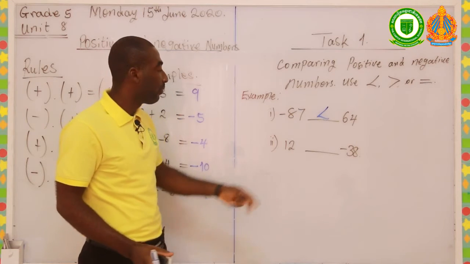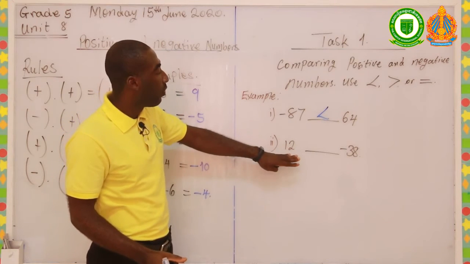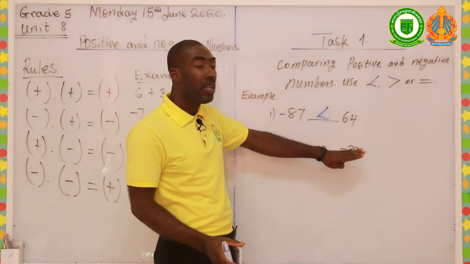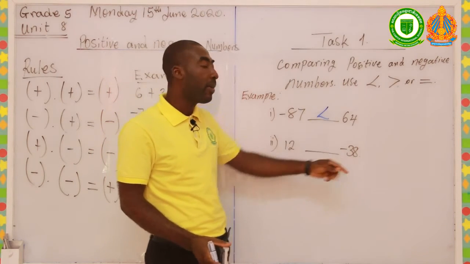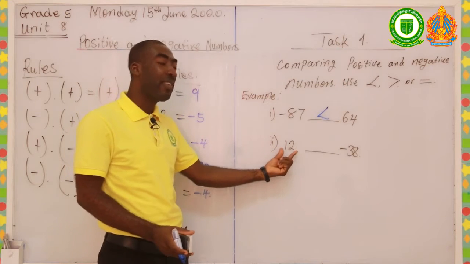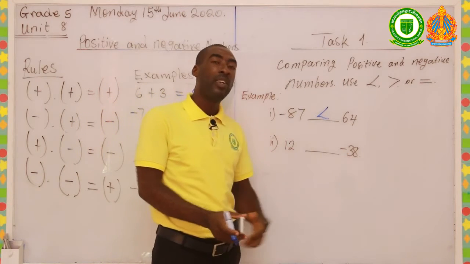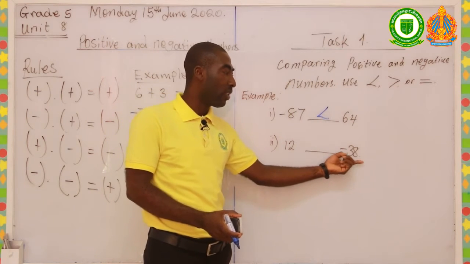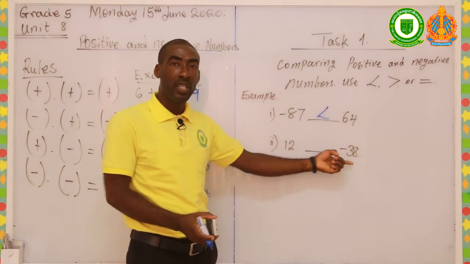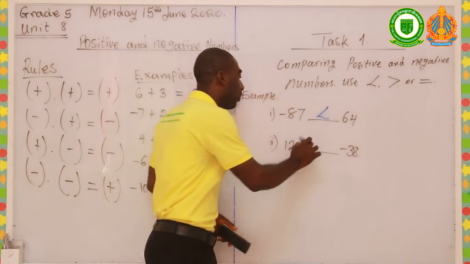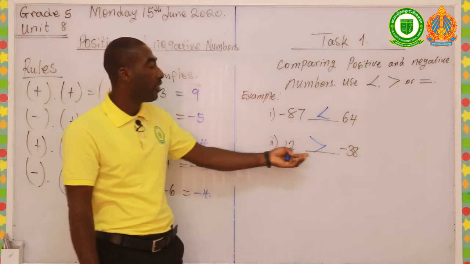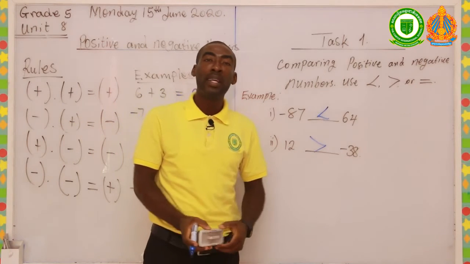I hope it's clear. In the same way, if we look at 12, which is a positive number, and 38, which is a negative number, it tells you that your 12 is bigger than 38, because this is a debt. It is not an actual value, it is a debt which needs to be paid. So we have to put our greater than sign there, meaning that our 12 is bigger than minus 38.